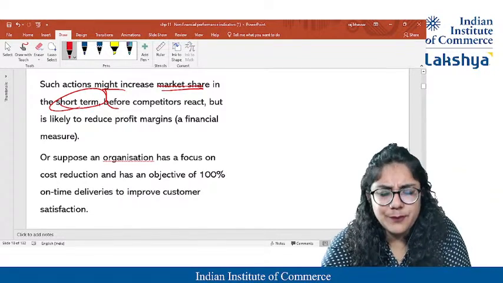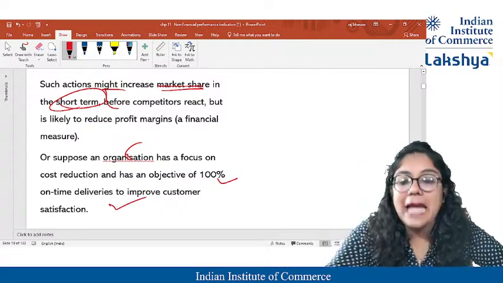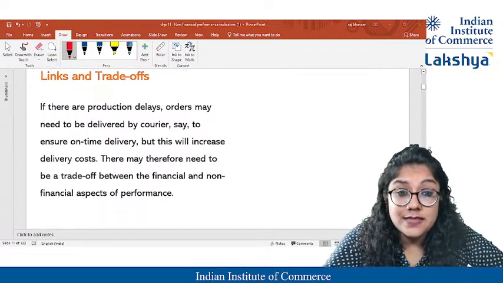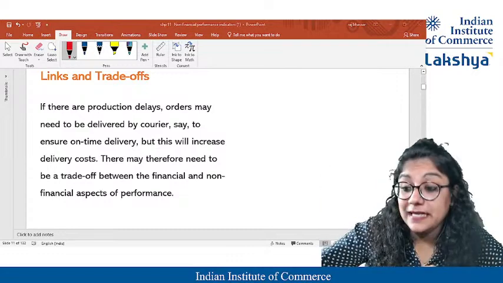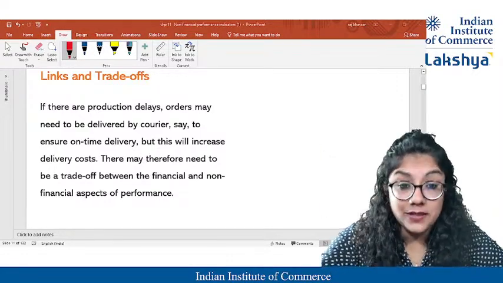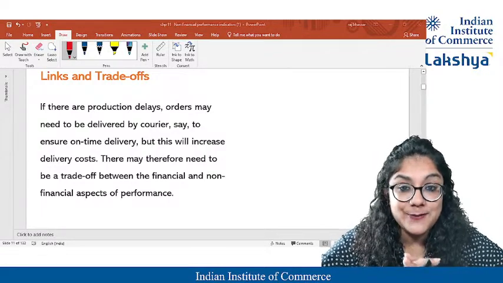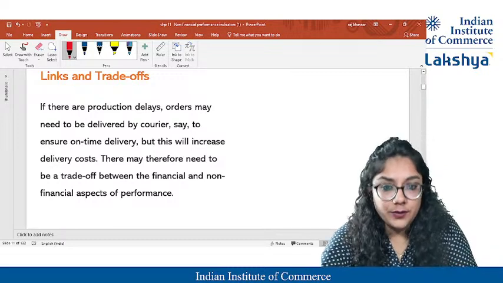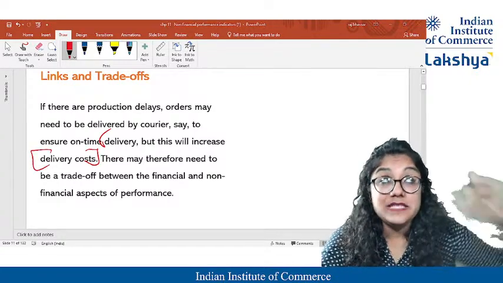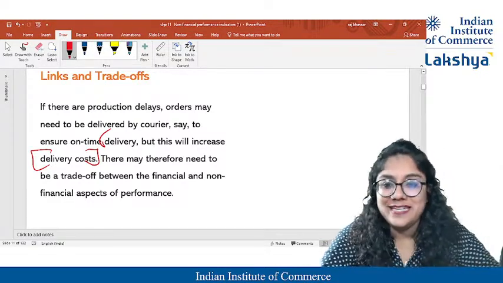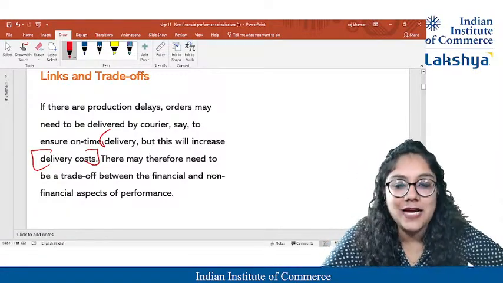Or suppose an organization has a focus on cost reduction and has an objective of 100% delivery to make my customers happy. It can also be there, but students, it's not only one thing at a time. We have to cope with everything. If the production is delayed, what will the delivery people do? It's not their fault, and not even the courier company's fault. So if there are production delays, orders may need to be delivered by courier to ensure timely delivery. But this will increase the delivery cost. Why? Instead of normal deliveries, you need to make a fast delivery. In short, the cost is obviously going to increase. So there may need to be some trade-off between financial and non-financial aspects of the performance too.